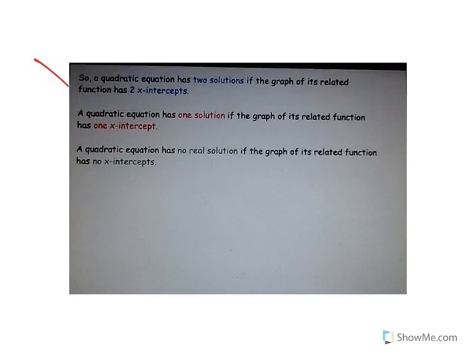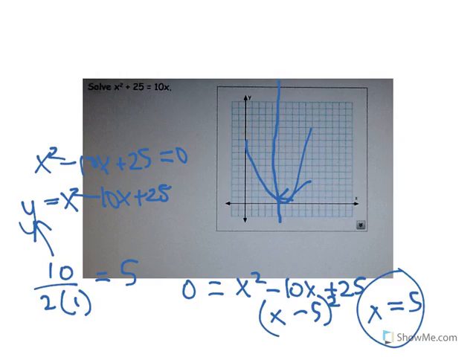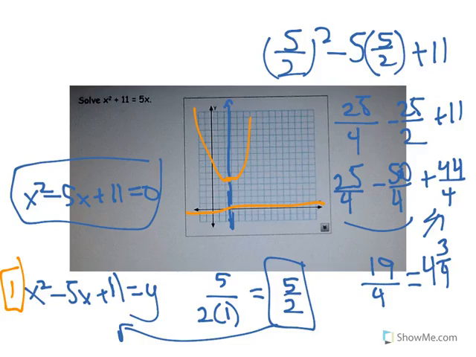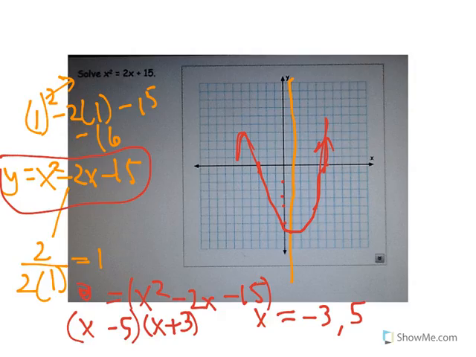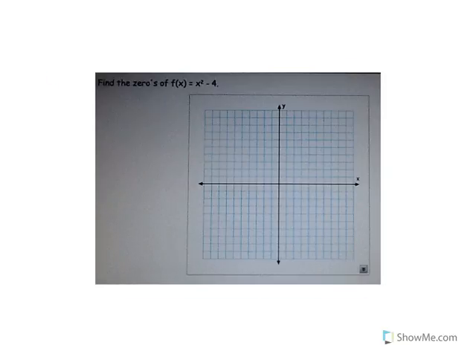So very important to understand, a quadratic equation has two solutions if it has two x-intercepts. And a quadratic equation has one solution if the graph of its related function only has one x-intercept. And so remember, back here, we had the one solution. Here, we have no solutions. And here we have two solutions. So those are examples of each of those.